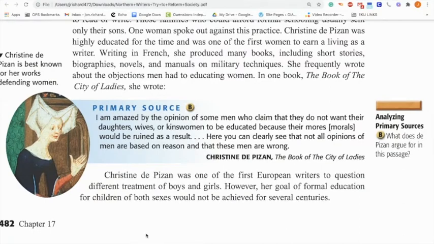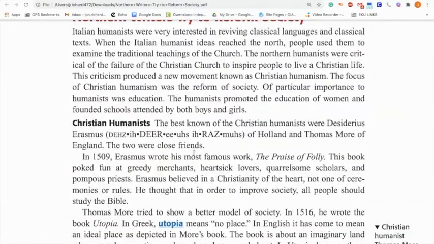the beginning of this movement. And it goes on to say, Christine de Pizan was one of the first European writers to question different treatment of boys and girls. However, her goal for formal education for children of both sexes would not be achieved for several centuries. So this is the beginning, but we can see that they're trying to make changes.